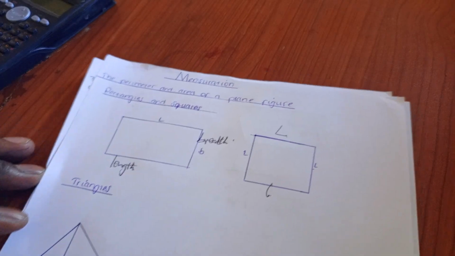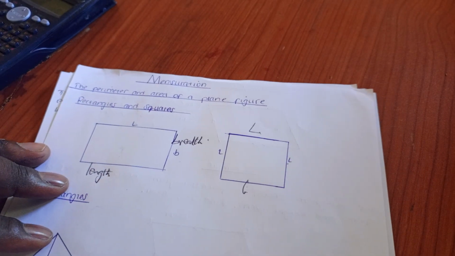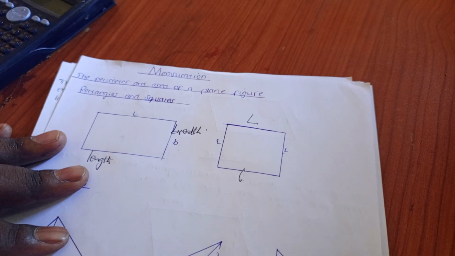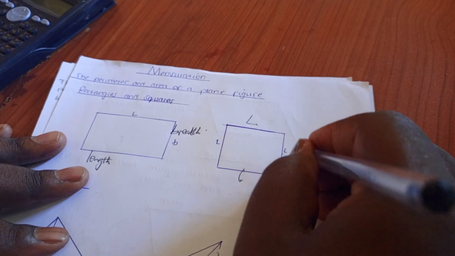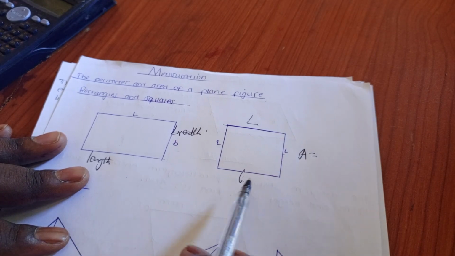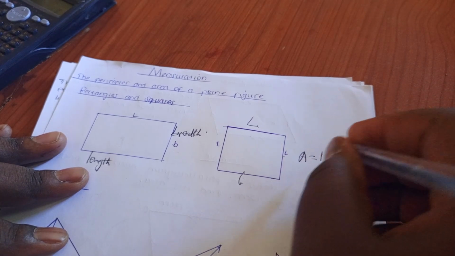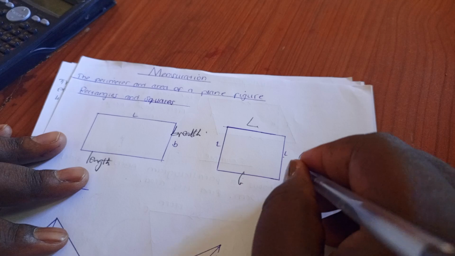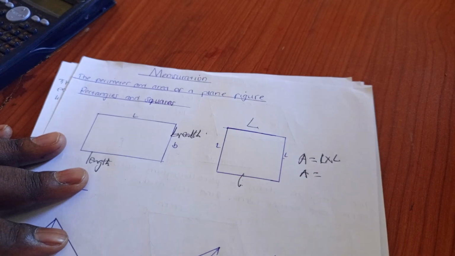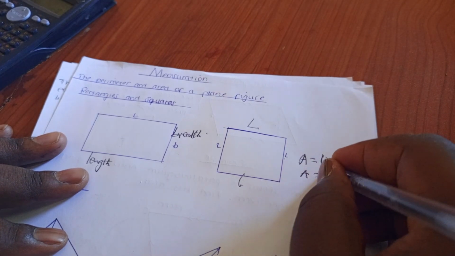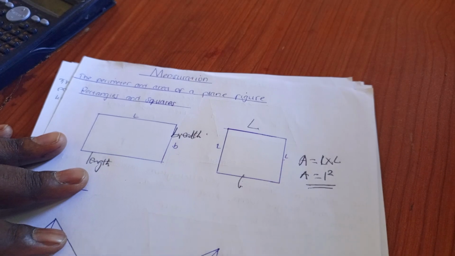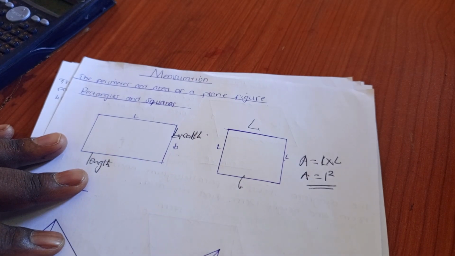Now listen. We'll talk about the area of the square. We say area is equal to, you multiply L times L. So area is equal to length times length, which is L squared. So this is the formula for the area of the square.